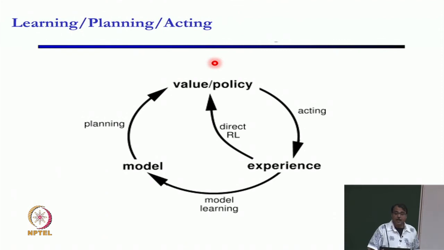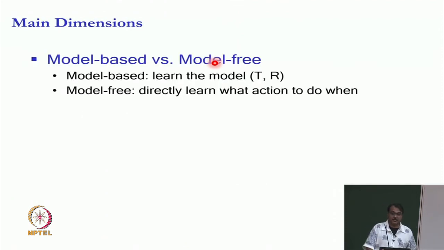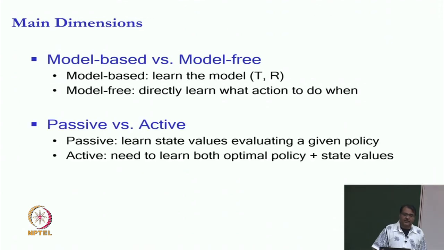So, we will talk about model based versus model free in this discussion. Model based is when we are learning the model, meaning transition function and reward. Model free would be where we directly learn which action to do without the intermediate step of learning the transition function and the reward function. There are 2 other dimensions that we will talk about.